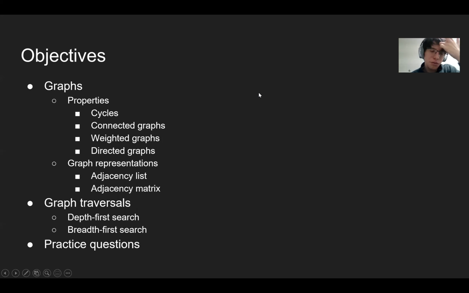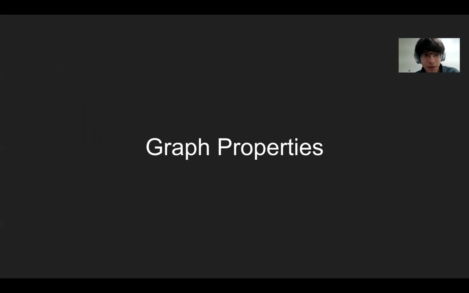Okay, so objectives for today are talking about graphs, as I mentioned, the properties of graphs, so cycles, connected graphs, weighted graphs, directed graphs, a lot of different types of graphs, and how we represent graphs with code. Maybe you guys have seen it before, maybe not. Adjacency lists and adjacency matrices. And then we'll talk about graph traversals. And the two main ways to do that are breadth first search and depth first search. And we'll go over some practice questions.